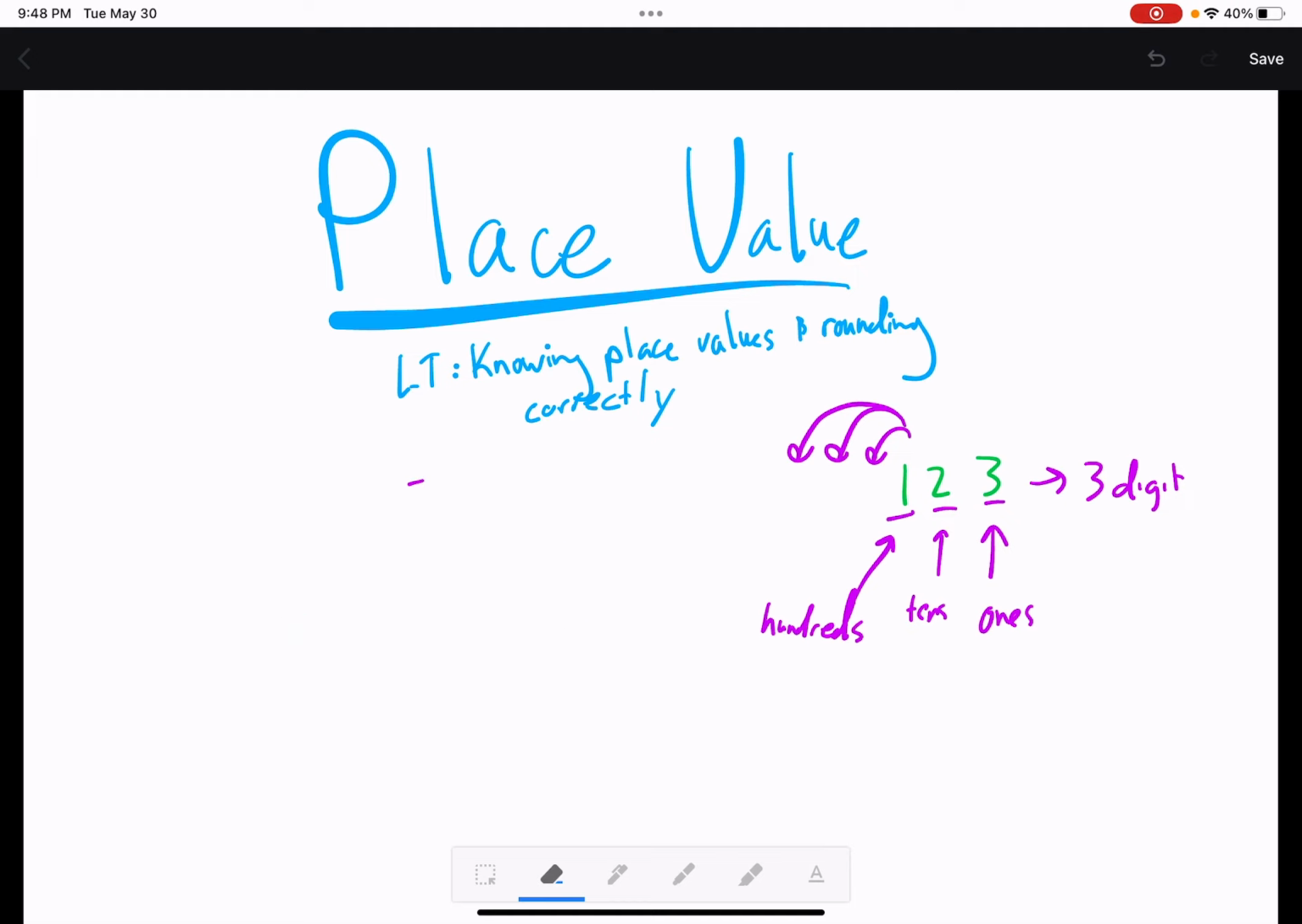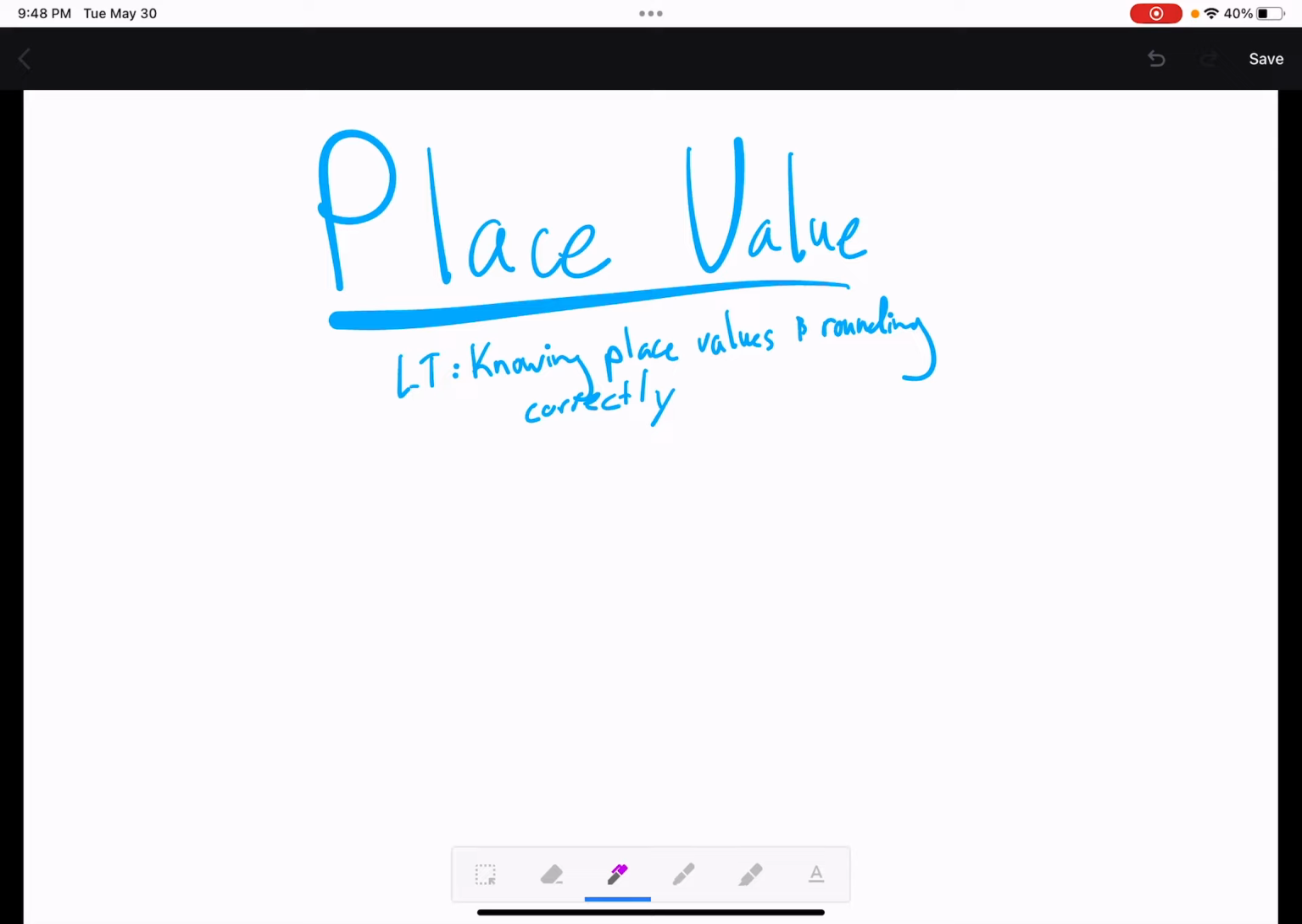Now, let me clean this up a little bit, and let's make things a little more complicated, just so that we can simplify it. So now, let's say we're looking at the number 123.456. One thing I'm starting to realize is some students just don't know the terminology for the different places. So we've already established that this is the ones, this is the tens, and this is the hundreds.